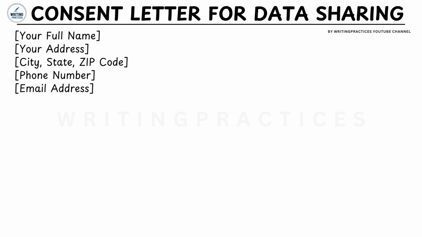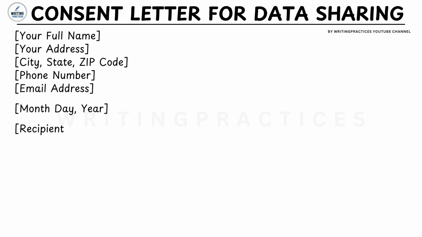Date. After your contact information, write the date. For example, June 21st, 2026. The date establishes when the authorization was granted and helps create a clear record of the consent period. Many organizations rely on dates to determine whether a consent authorization is still valid and applicable.